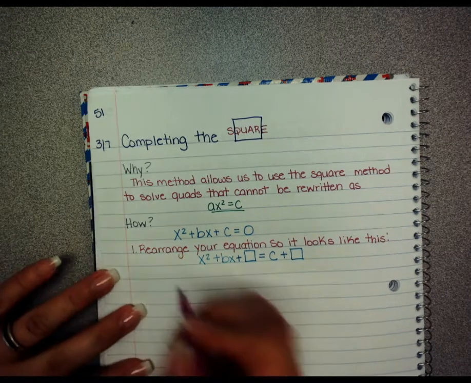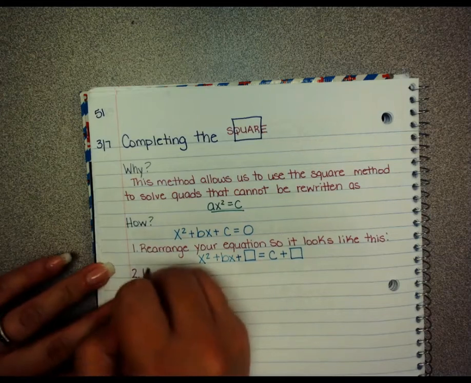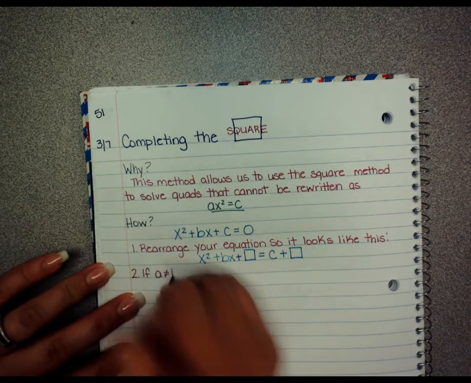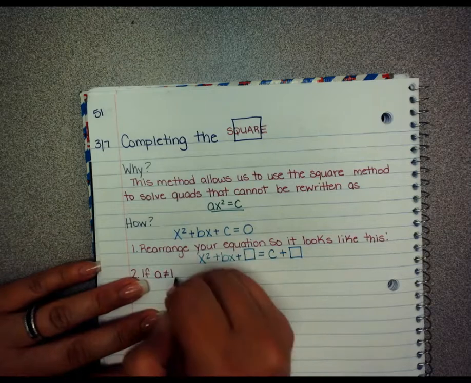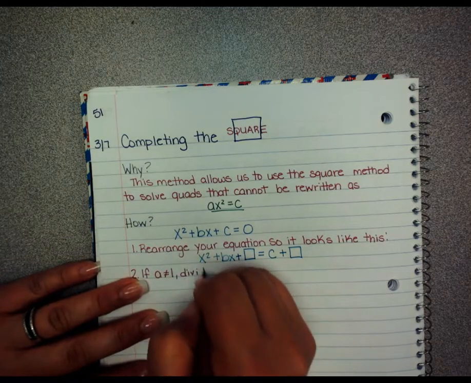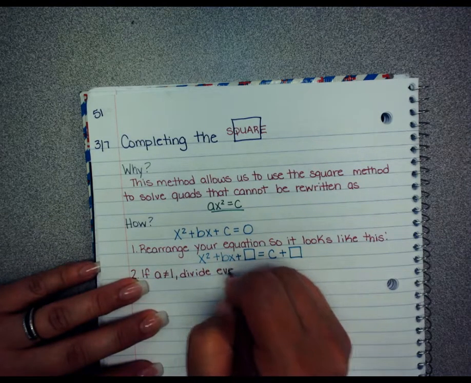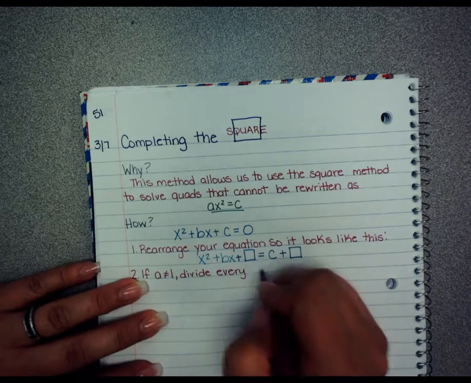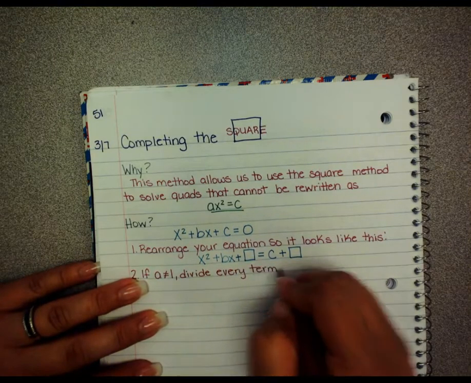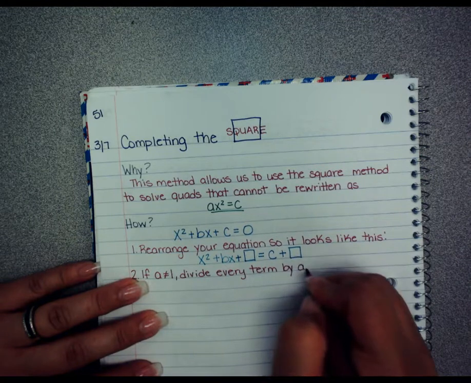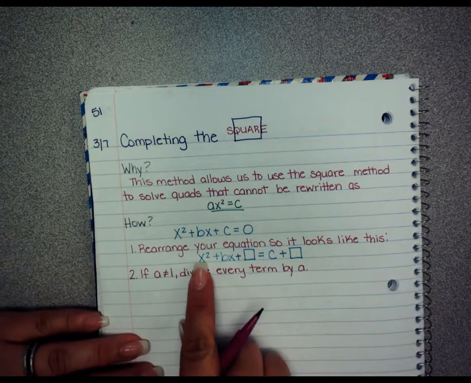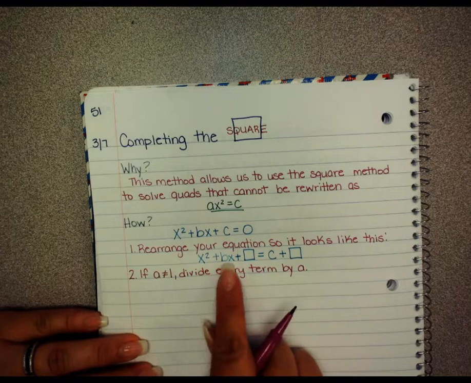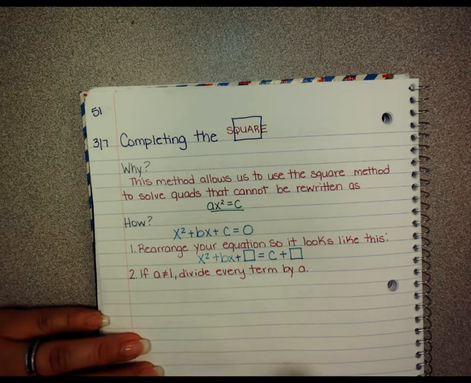Step 2. If a does not equal 1, divide every term by a. So if whatever's in front of x squared does not equal 1, you'll have to divide everything by a first.